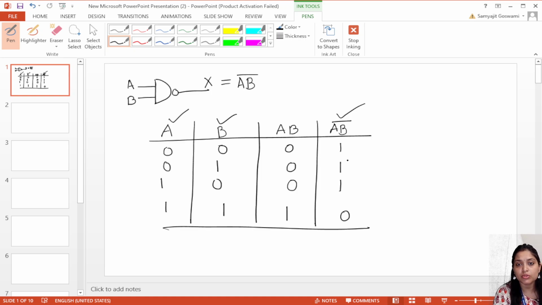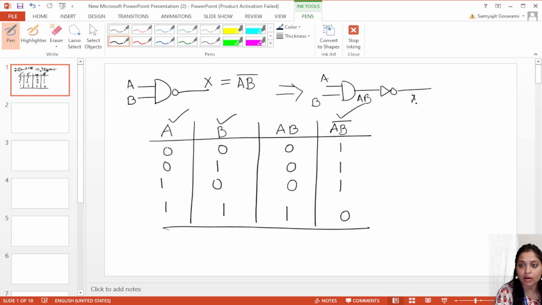Just the opposite. Here we can represent it in such a way that this is the AND gate, and after that this is a NOT gate. That means A, B are the inputs, and the output will come as AB bar. This is a very important part: only when both the inputs are high does the output go low. When both inputs of the NAND gate are high, only then the output goes low. Otherwise, in any other combination, the output goes high.